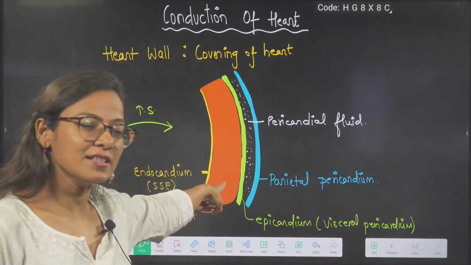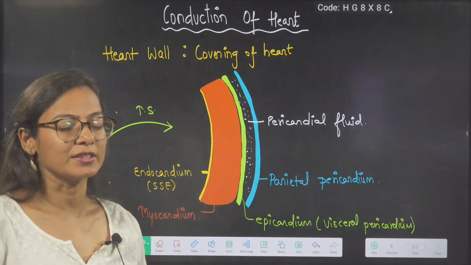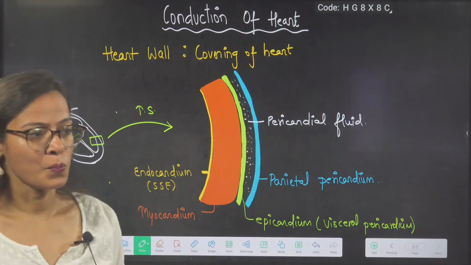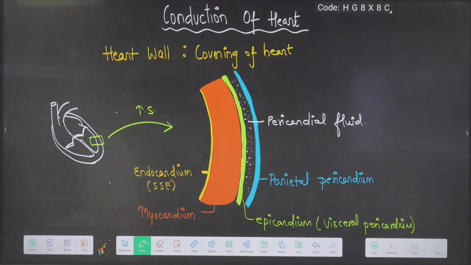That is the myocardium. SSE is simple squamous epithelium, Sakshi. Write down the full form over there. Simple squamous epithelium. Make this quickly.